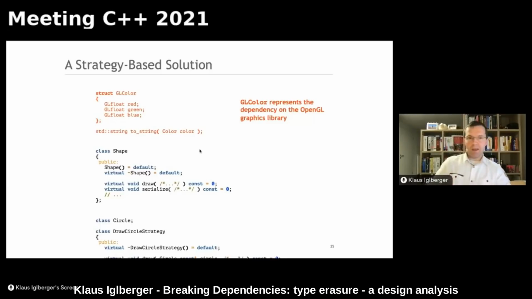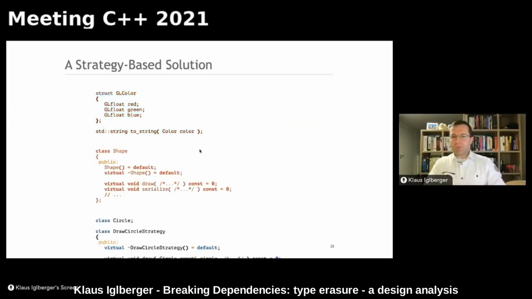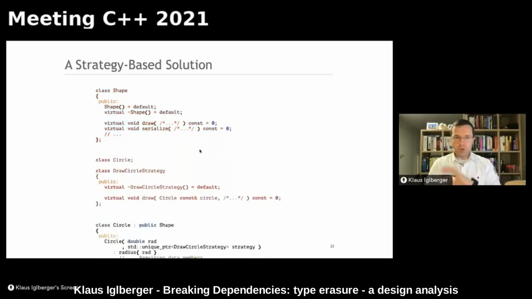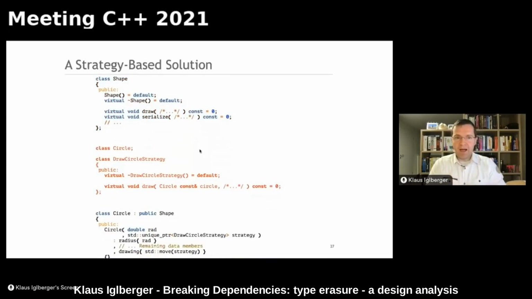All right. Now, we have this shape base class. And I said initially that we would like to draw and we would like to serialize. Both of these are pure virtual functions. So all the classes that implement that need to implement draw and serialize. Now, before I implement anything else, I introduce a draw circle strategy. That's a long name, true. But that is now the abstraction of drawing a circle in a very specific way.